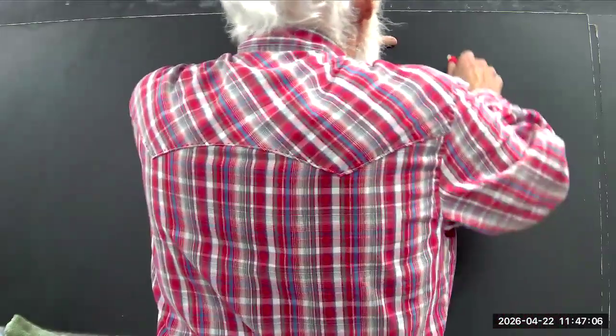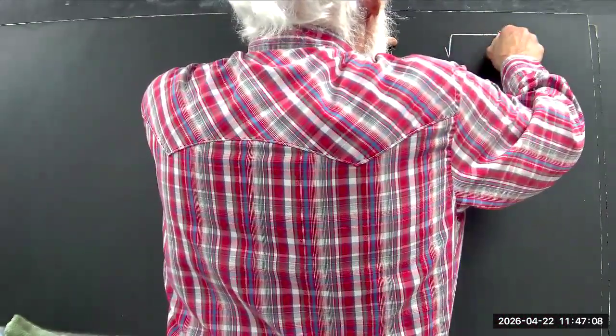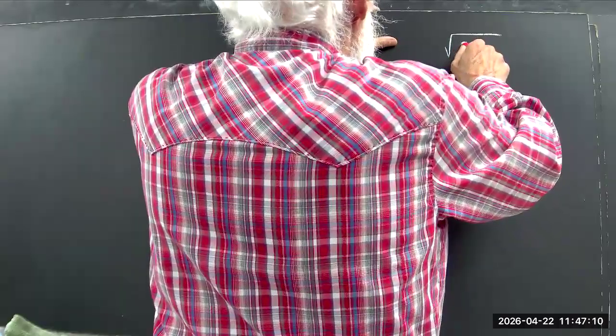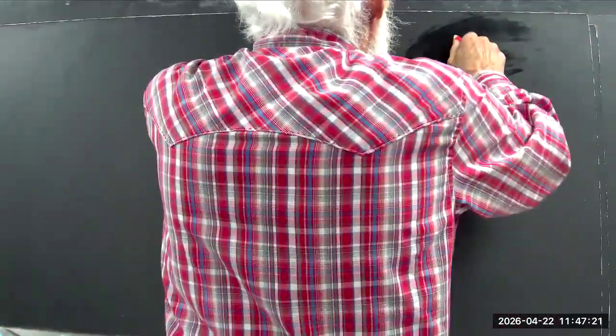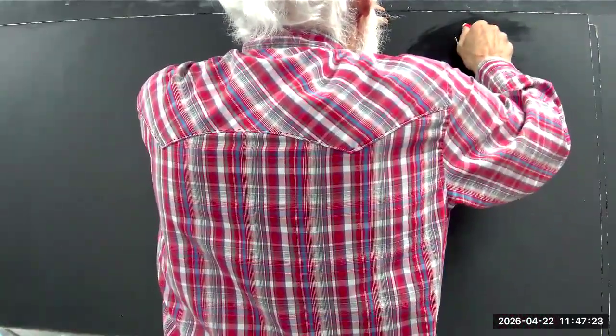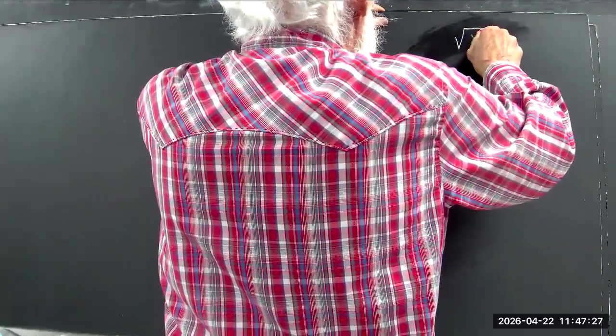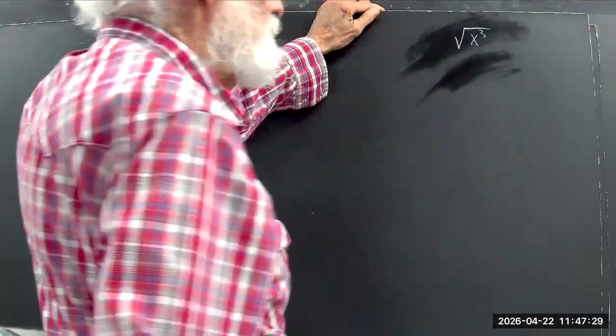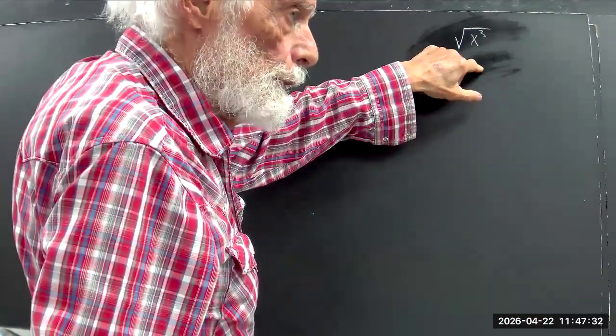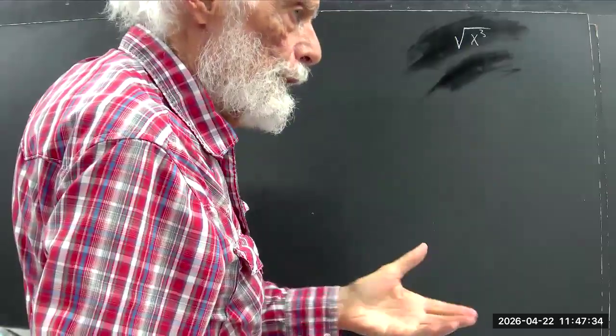Let's look at an expression like the square root of, well, let's just make it as simple as possible. That's where it sounds a little bit excessive. Let's do the square root of x cubed. Okay. How can we simplify the square root of x cubed? Think about it.